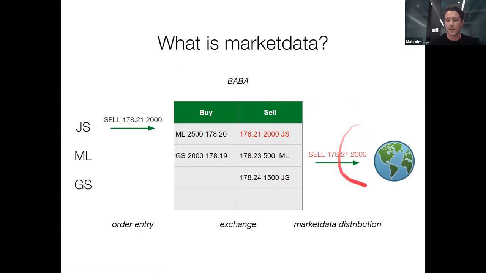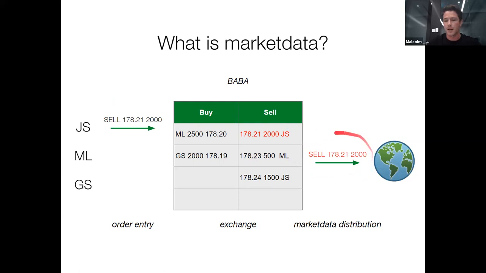And on the other side of this, the exchange needs to provide market data to the world. This is so that any market participant can follow along, build their own model of what's happening in the market, and make decisions about how they want to trade.